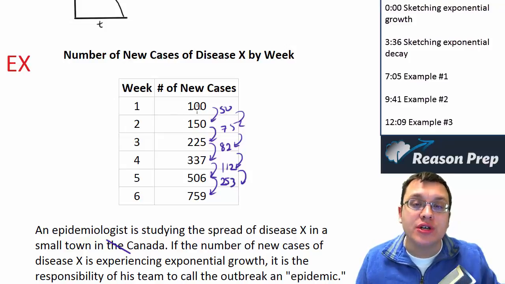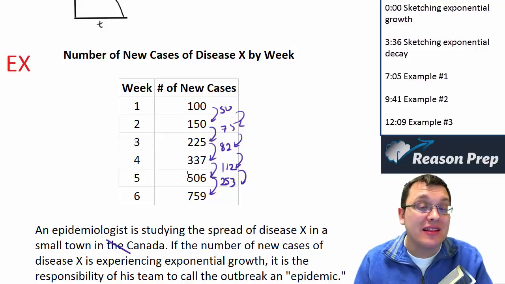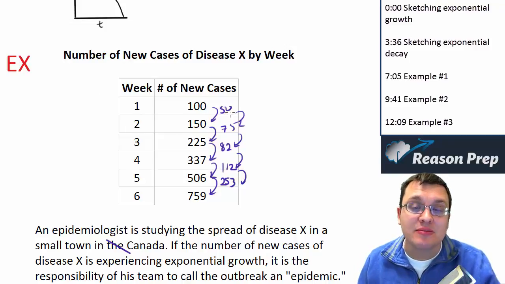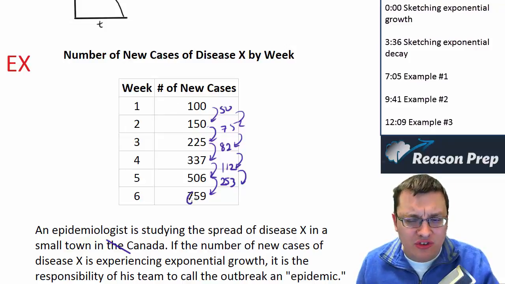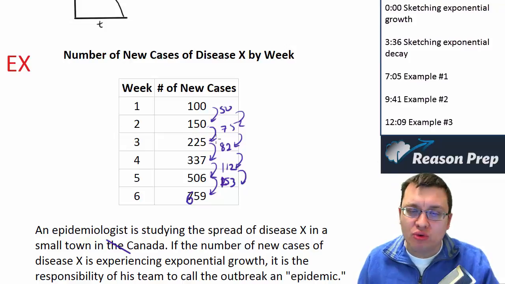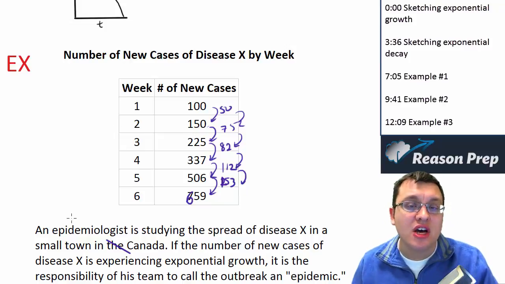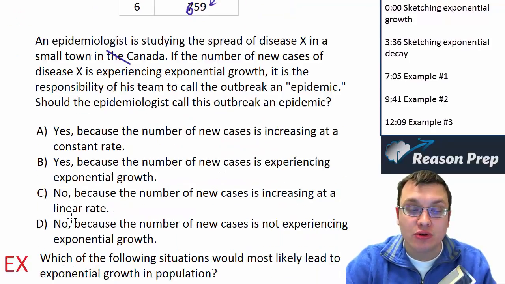If we saw 100, 150, 200, 250, 300, that would be growth, but it would be linear growth. What you want to see in the case of exponential growth is that increase is itself increasing. So we're increasing by 50, and then by 75, and then by 82. I think this was supposed to be 659. That would make a bit more sense. In any event, 225, 337, 506. So it's increasing at an increasing rate. Therefore, it looks to be exponential growth.